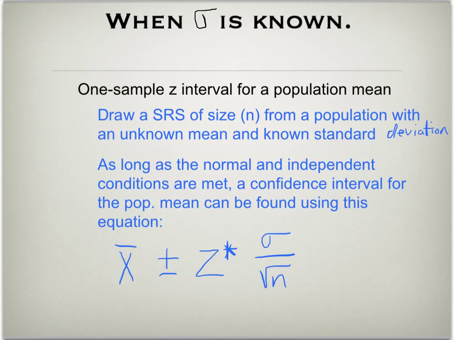This method isn't very useful in practice, however. In most real-world settings, if we don't know the population mean, then we don't know the population standard deviation either. But we can use the one-sample z-interval for a population mean to estimate the sample size needed to achieve a specified margin of error.